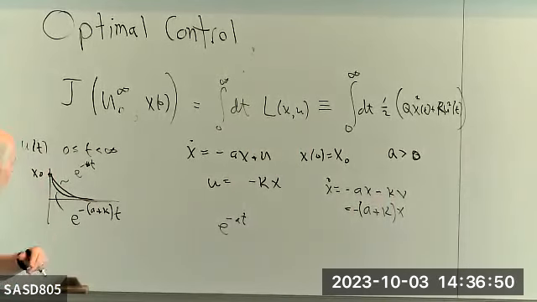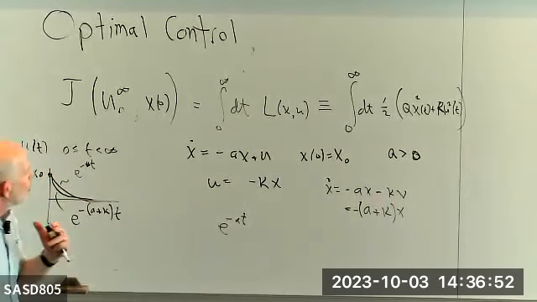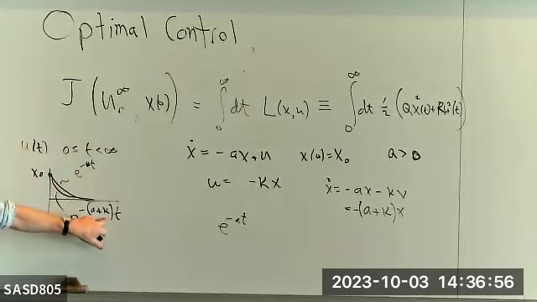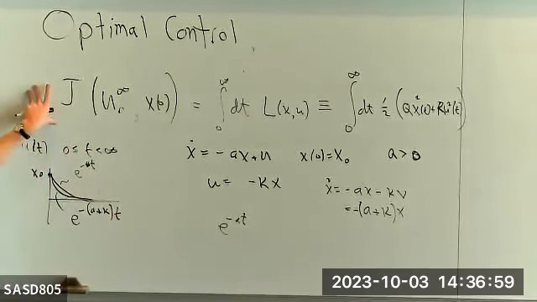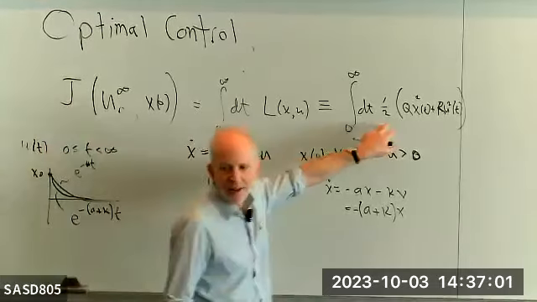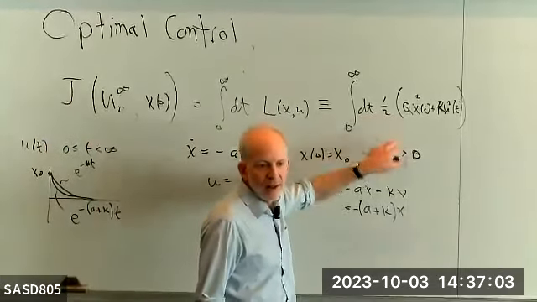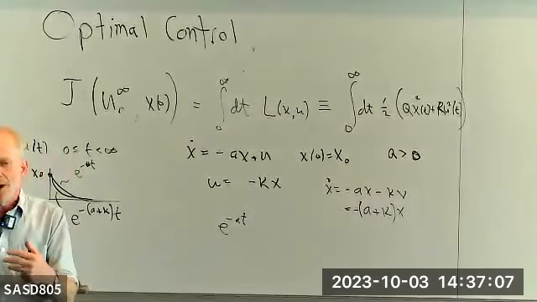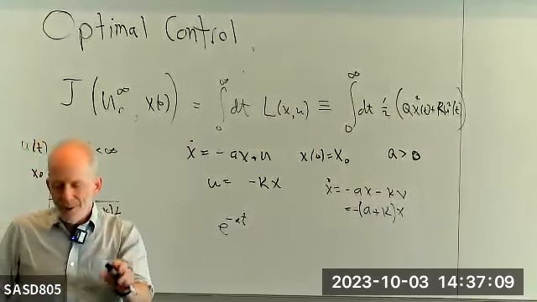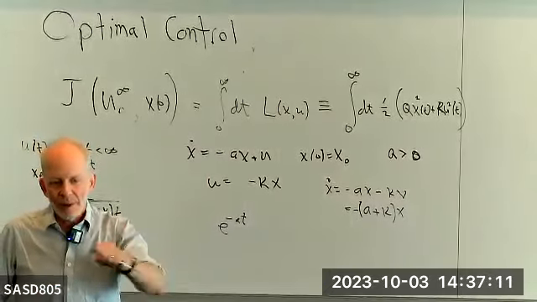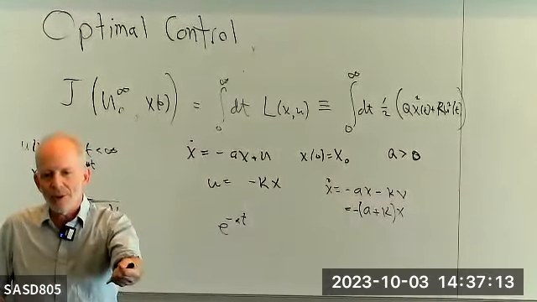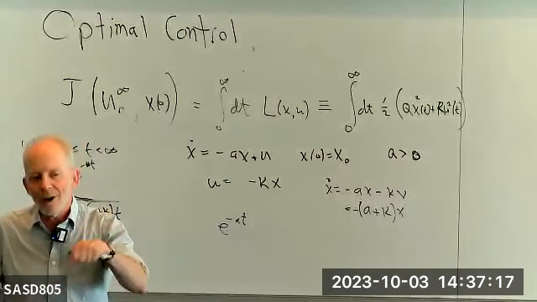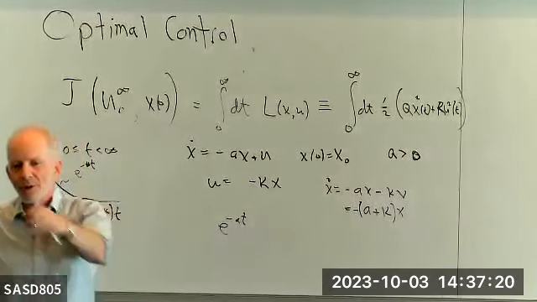And so we're asking, how do I choose k such that I minimize this function that I've defined? So the idea is that there's some trade-off. You want the system to do something, but you also have to exert some control. And if that control comes with a cost, then you want to balance how costly your control is with how good the results are.